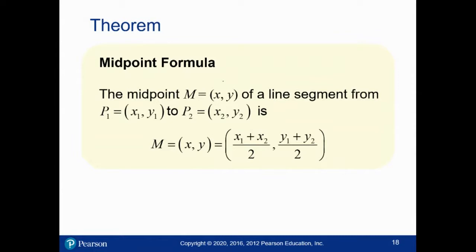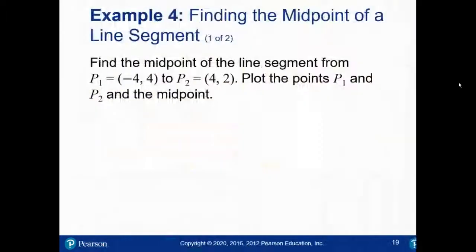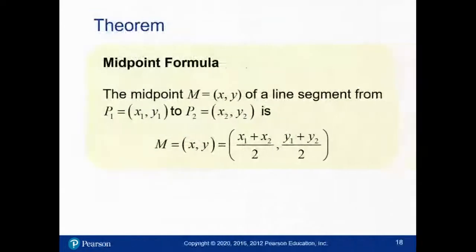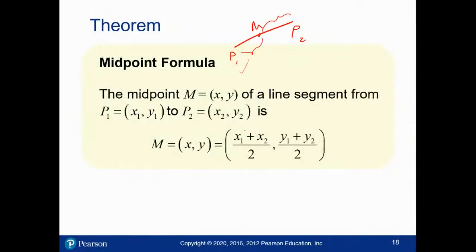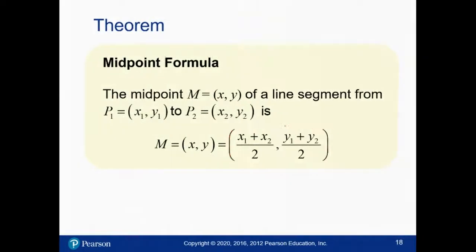Okay, so the midpoint is if I have a line, and one end is given by P1 and one end is given by P2, can I find a point on the line so that this distance and this distance are exactly equal? It's exactly halfway down the line. And the formula is actually given to us. It's just the average of the x coordinates and the average of the y coordinates.